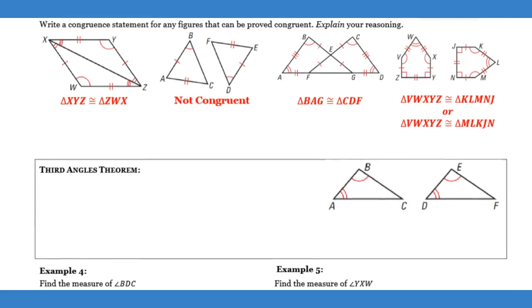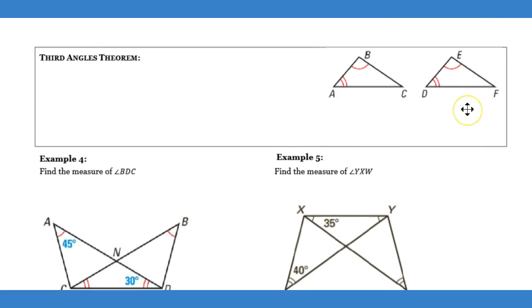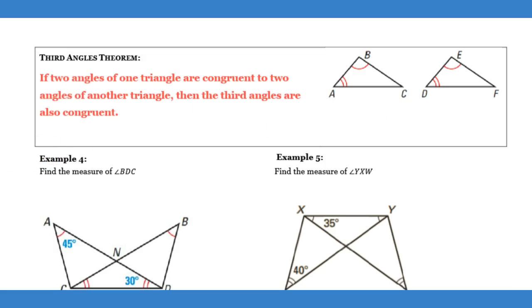All right, so let's talk about the third angle theorem. In triangles, we've got 3 angles, and if 2 angles of one triangle are congruent to 2 angles of another triangle, so in this case A is congruent to D and B is congruent to E, then by default, or the third angles theorem, angle C must be congruent to F. So if A is congruent to D and B is congruent to E, then C is congruent to F. That's our third angles theorem.